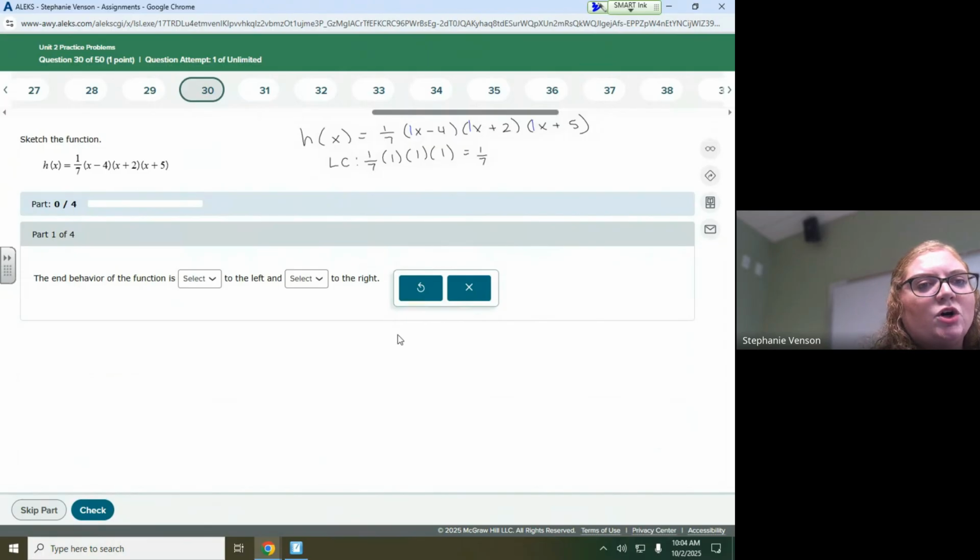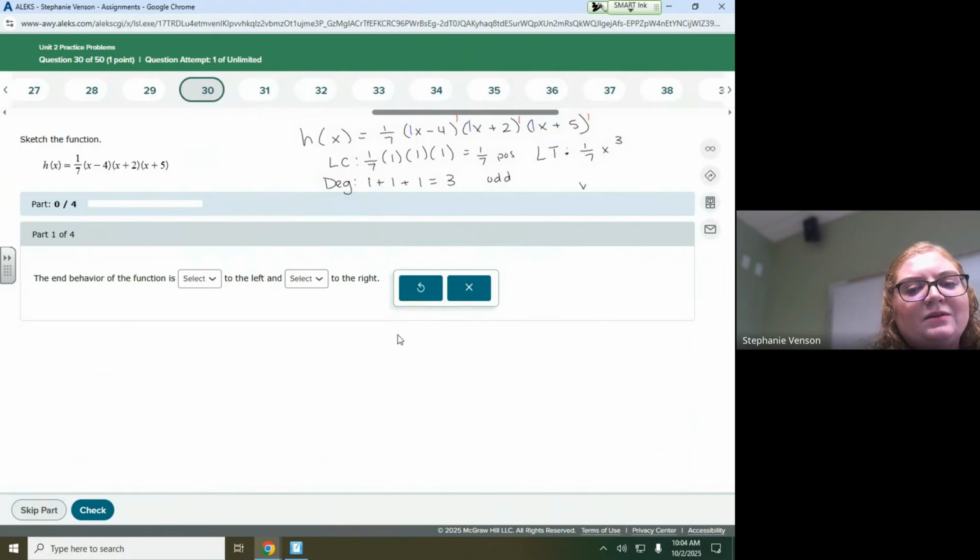But it's 1/7 regardless. And so then the degree, when it's in factored form, we have to add the powers on the factors. So 1 plus 1 plus 1, that's 3, which would make our leading term, which is what we would normally look at in standard form, 1/7 x to the third. Point is, though, that's a positive leading coefficient with an odd degree.